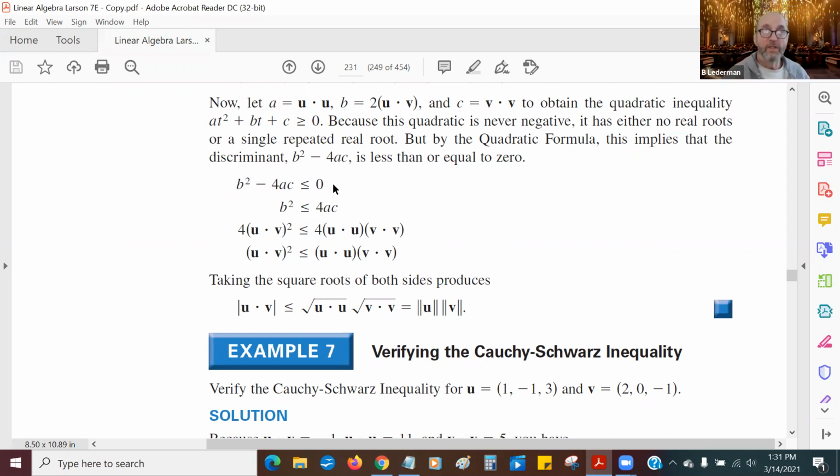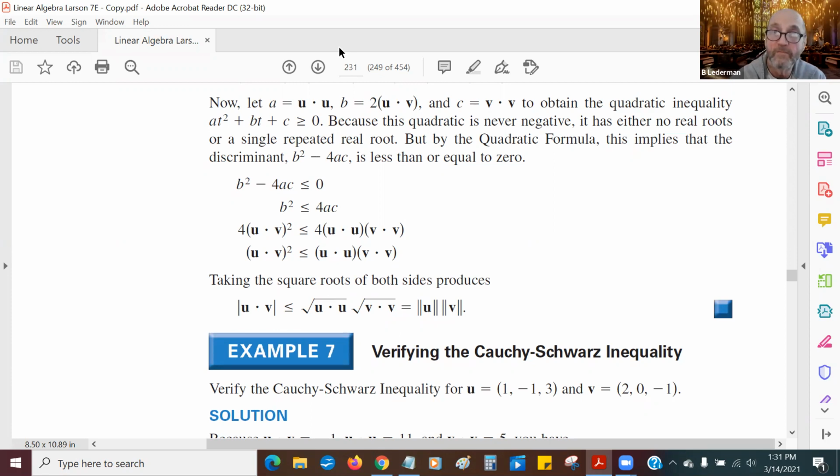Anyway, b squared is less than or equal to 4ac, but b by definition was u dot v, a was u dot u, and c was v dot v. So if we divide both sides by 4, we get u dot v squared is less than or equal to u dot u times v dot v. And if I take the square root of each side, I get u dot v is less than or equal to the magnitude of u times the magnitude of v, because that's what these square roots are. So it all works out.